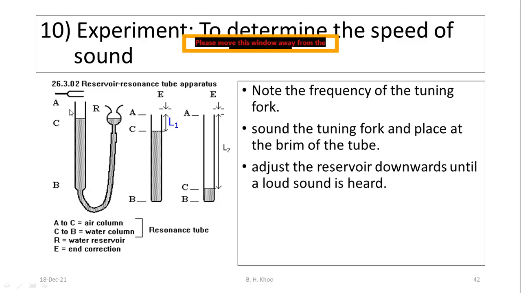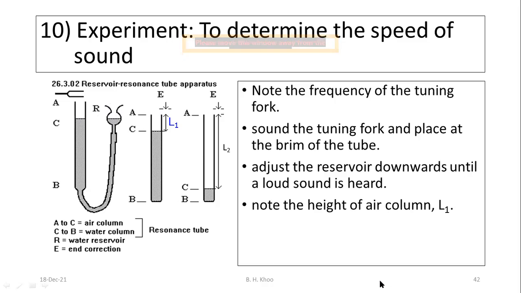Adjust the reservoir. You can put it down to increase this length. So you start by raising the reservoir so that the water fills the tube to the top, and then you move it down until you hear the first sound. Note the length of the tube. We call this one L1.